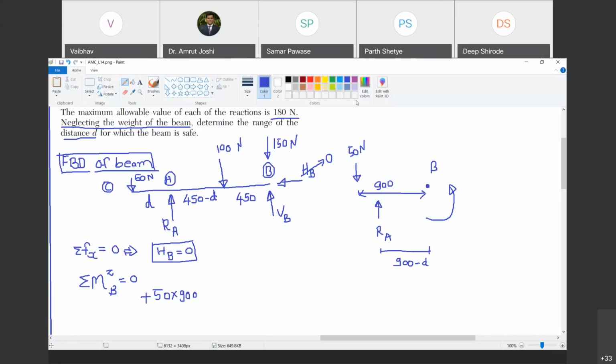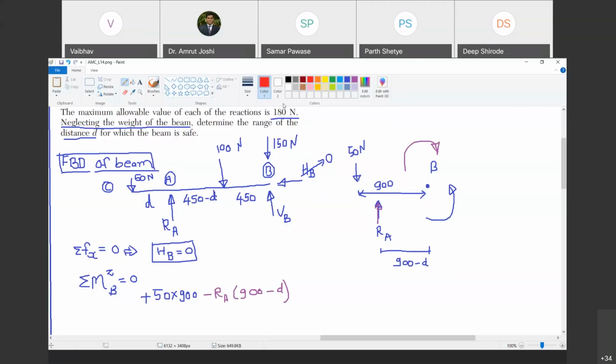क्योंकि this is, I should have used the color code. 1 minute. It is going to cause clockwise movement. Are you with me? Yes sir. Therefore, minus RA into 900 minus D.